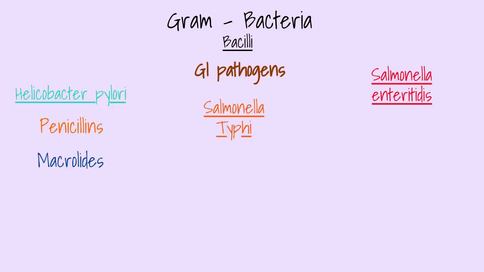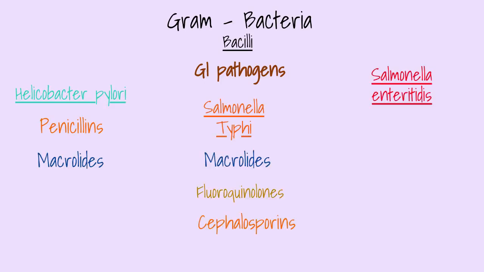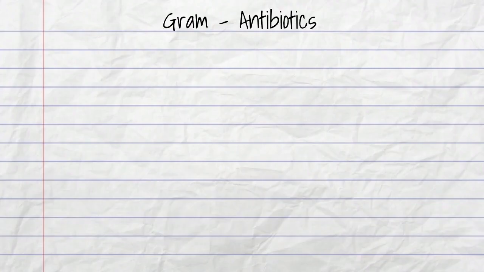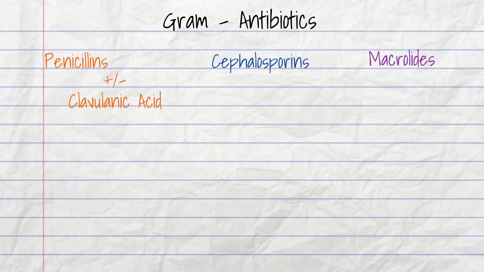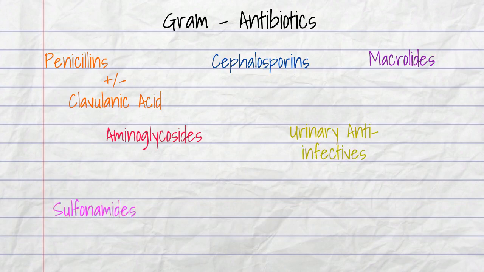Penicillins and macrolides can be used for Helicobacter pylori, macrolides, fluoroquinolones, or cephalosporins for Salmonella typhi, and cephalosporins or fluoroquinolones for Salmonella enteritidis. Compiling a list of all of the antibiotics we reviewed, we have penicillins with or without clavulanic acid, cephalosporins, macrolides, aminoglycosides, urinary anti-infectives, sulfonamides, and fluoroquinolones.